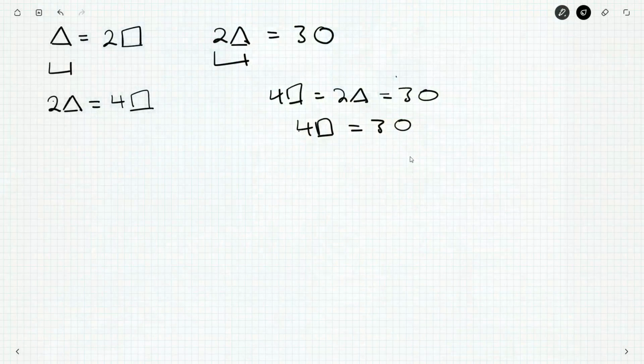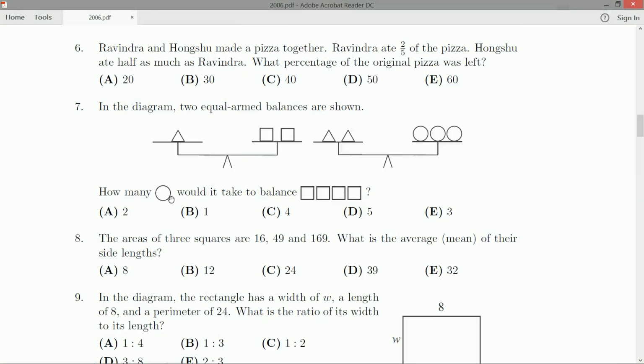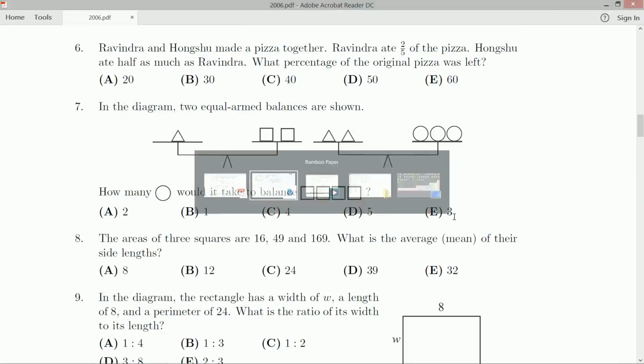So 4 squares is 3 circles. So how many circles would it take to balance 4 squares? 3 of them, and that's E here on the end.